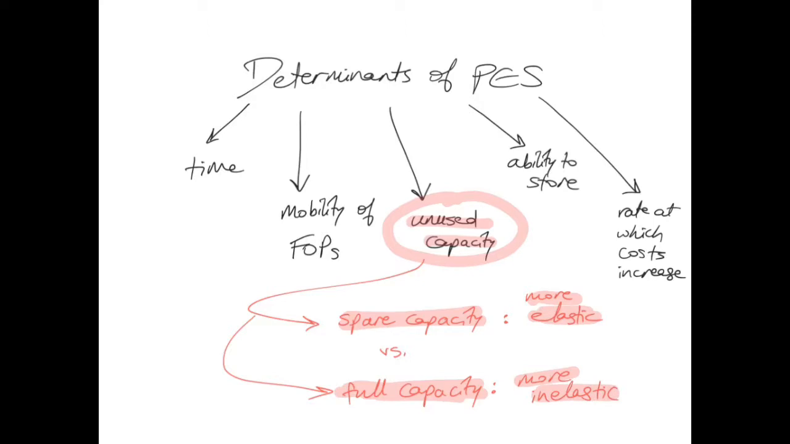So the more spare capacity the business or businesses have, or the more spare capacity there is in the economy, the more elastic supply will be in general. But if businesses are operating at full capacity, it might be very difficult to increase quantity supplied if price has risen. So here supply will tend to be more inelastic.